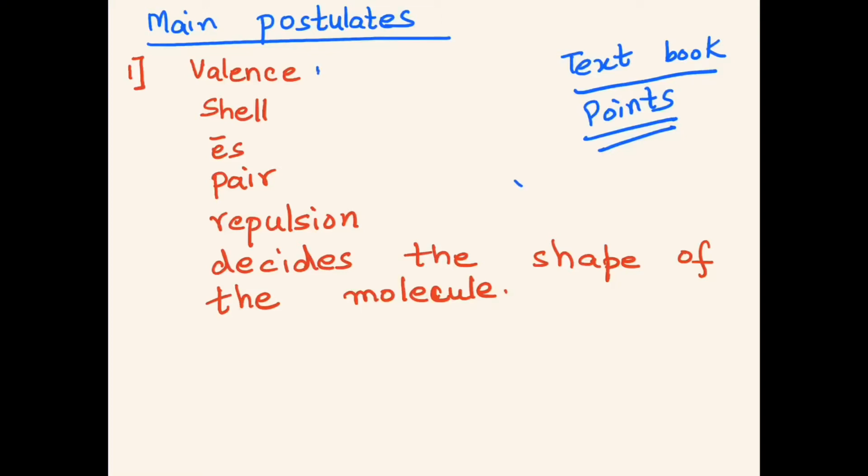What does the main postulate say? It's the electron repulsion, repulsion between the pairs of electrons which are present in the valence shell. Simple. That is what decides the shape or geometry of a molecule.